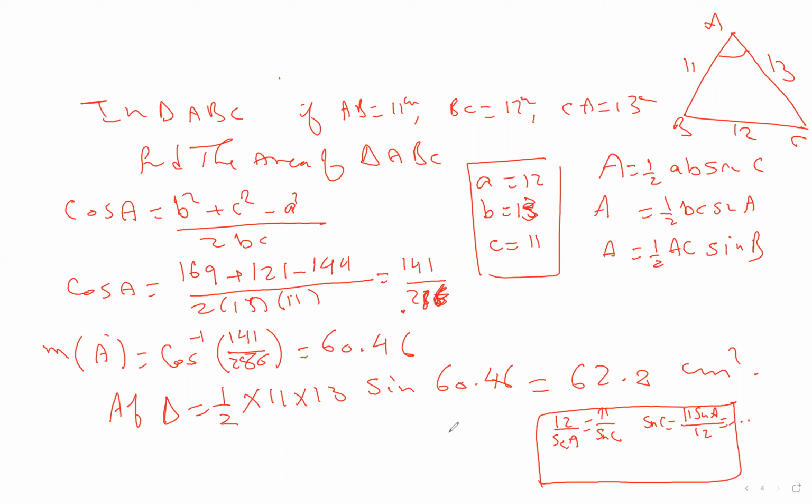Or 13 over sine B equals 12 over sine A, and you can find sine B, and the inverse of sine B will give you the angle itself. But if you are given one of the angles, you can use the property of the sum of the angles of a triangle. You can subtract the sum from 180 instead of using the sine or cosine rule.